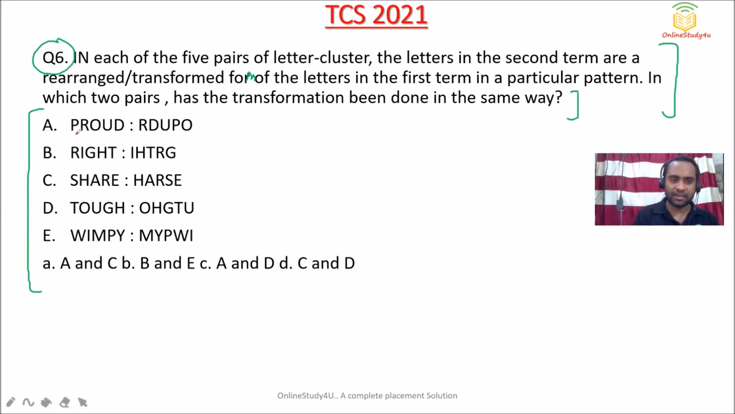See, it is PROUD. So think that this is 1, 2, 3, 4, 5. Now, how is it rearranged? So this is the second letter, so write 2. D is nothing but the fifth letter. U is nothing but the fourth letter.